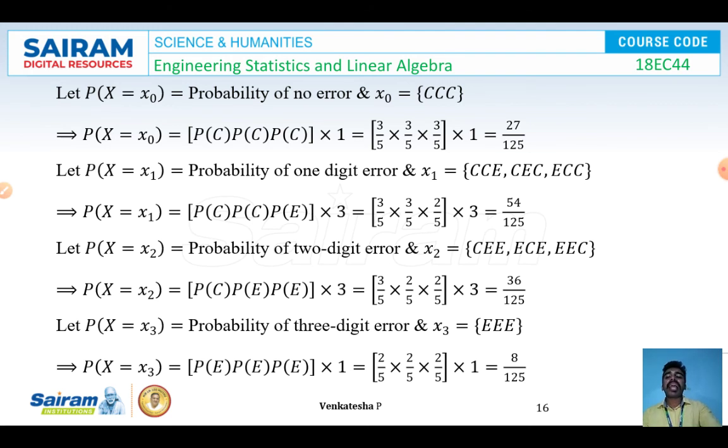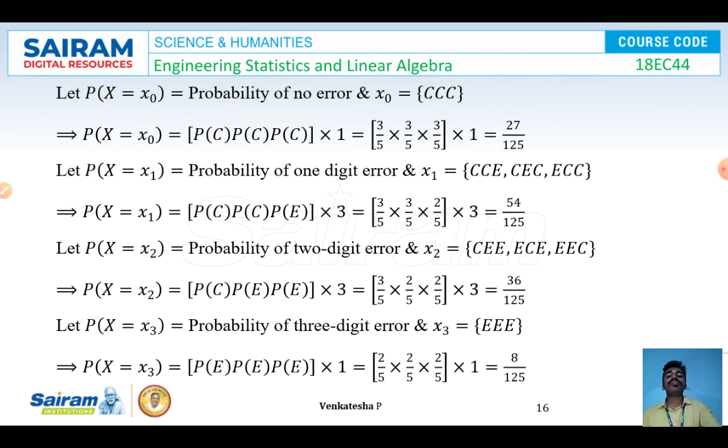So by calculating P of x equal to x1, we'll be getting P of C into P of C into P of E into 3. This 3 is there since the sample space has 3 possible cases, so I'm taking 3 here. So 3 by 5 into 3 by 5 into 2 by 5 into 3 is equal to 54 by 125. So next one, let P of x is equal to x2.